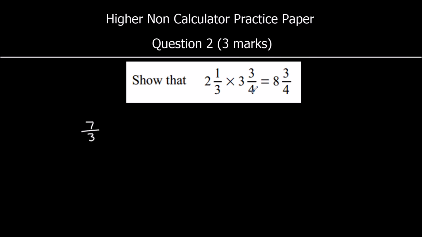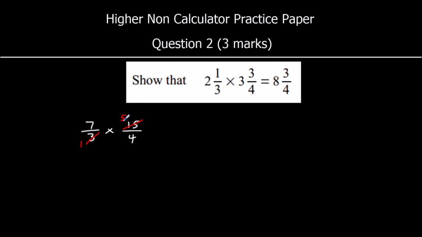3 times 4 is 12. So 3 is 12 quarters. 12 quarters and 3 quarters make 15 quarters. To multiply fractions, we times the top and we times the bottom. But it can be easier to simplify before we times them. So as long as we divide top and bottom by the same number, we can simplify the fractions. So I can divide the top by 3 and the bottom by 3.